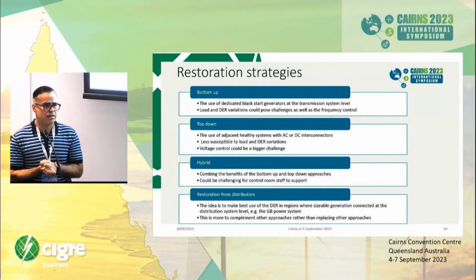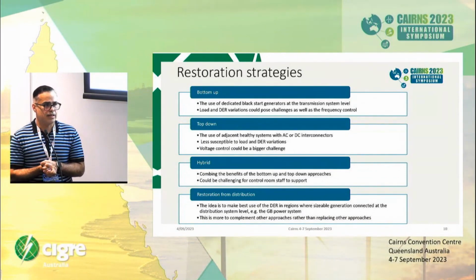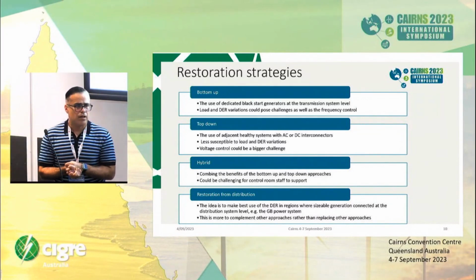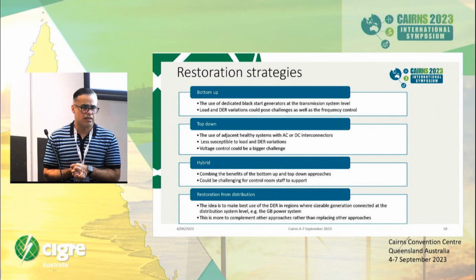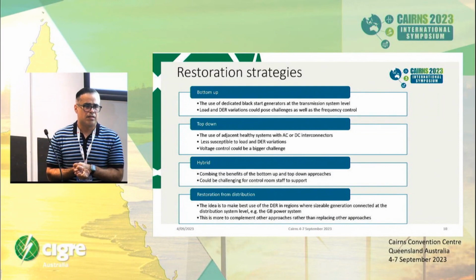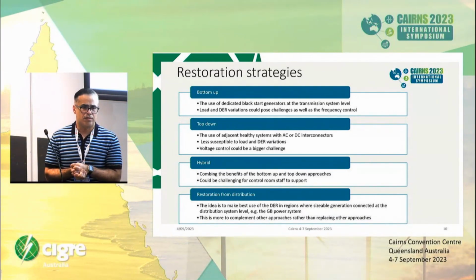And in this country, for your interest, we have both approaches. For example, in the South Australian blackout, the first approach didn't succeed, and the second approach did, and that was the approach that was adopted. A hybrid approach allows you to use a combination of the two. Obviously it provides the benefits of the two approaches, but you should be conscious that maybe that's not practical in a real system restoration, requiring much more switching and much more control room staff.